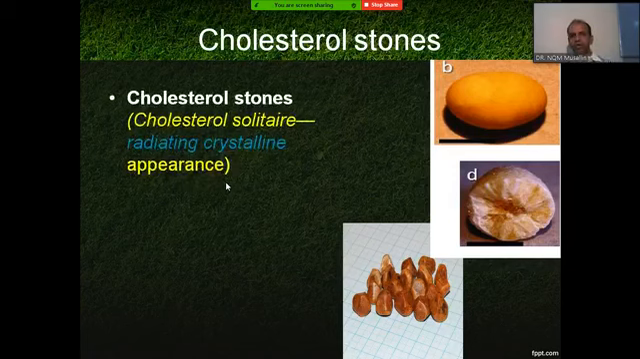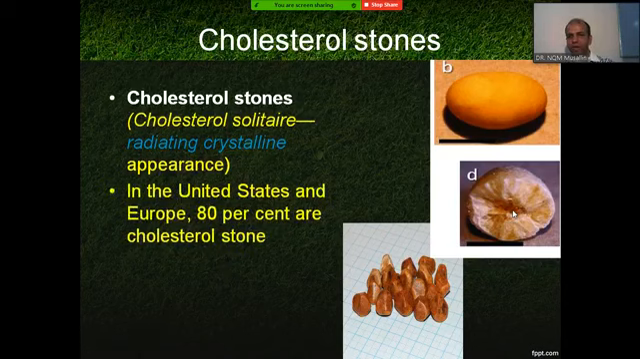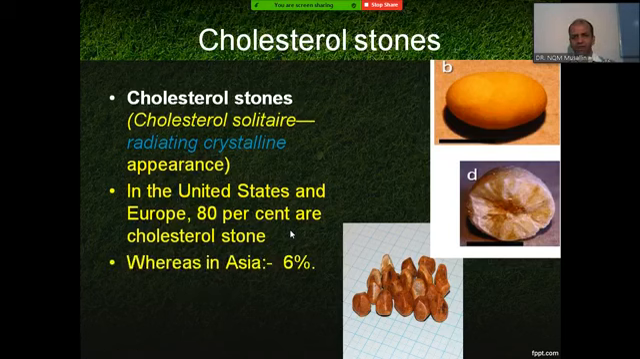Now about the cholesterol stone. The cholesterol stone, sometimes called cholesterol solitaries, and if you break the stone, there may be a radiating crystalline appearance in the single cholesterol stone. There are also multiple cholesterol stones. In the United States and Europe, about 80% of patients suffer from cholesterol stone. But in our country, in Asia, it is only about 6%.